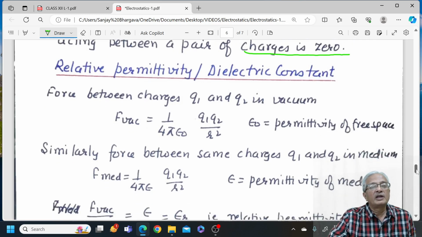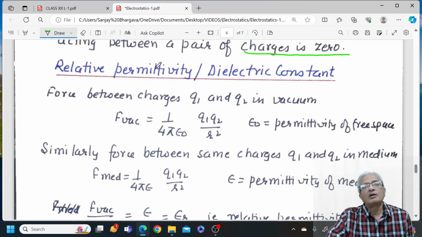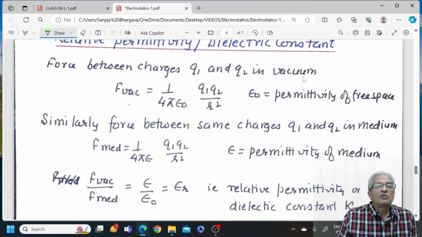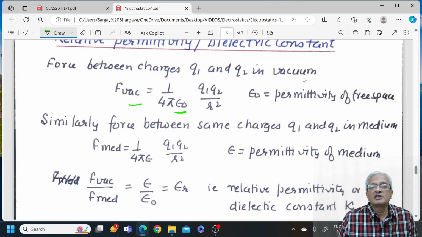Now, we defined first permittivity of free space, and we said that the value of epsilon for different medium will come out to be different. So we need another quantity called relative permittivity, or also known as dielectric constant. For that, let us calculate force between charges Q1 and Q2 in vacuum. So force in vacuum would be equal to 1 upon 4 pi epsilon 0, permittivity of free space, Q1 Q2 upon R square.